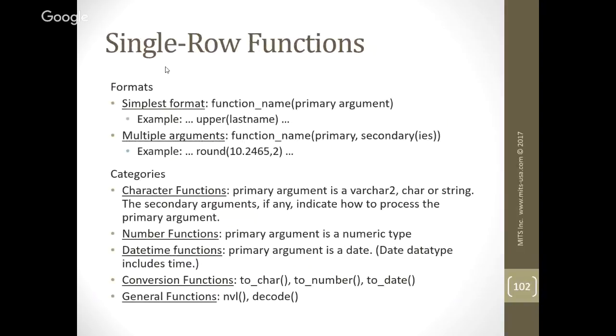All right, so single row functions, the simplest format, there's only one argument. In the multiple arguments case, this round function says if you have this number 10.246365, so you got a couple arguments that you pass in. So just keep in mind, you can have simple format, one argument, or multiple arguments, meaning you've got some secondaries that get applied onto the primary.